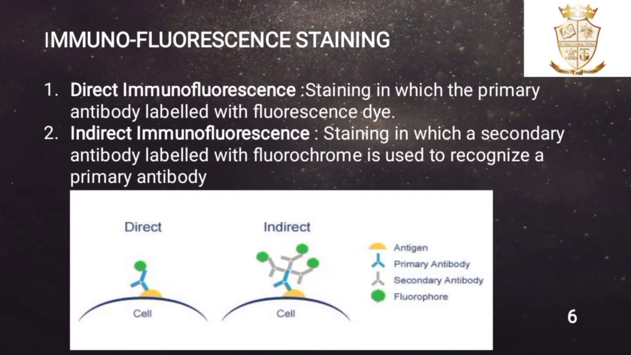This is the difference between direct and indirect. Direct staining is one in which the primary antibody is labeled with the fluorescence dye, and the second one is indirect immunofluorescence staining, in which a secondary antibody labeled with fluorochrome is used to recognize a primary antibody. Yellow color is antigen, bluish color is primary antibody, ash color is secondary antibody, and green color is fluorophore.